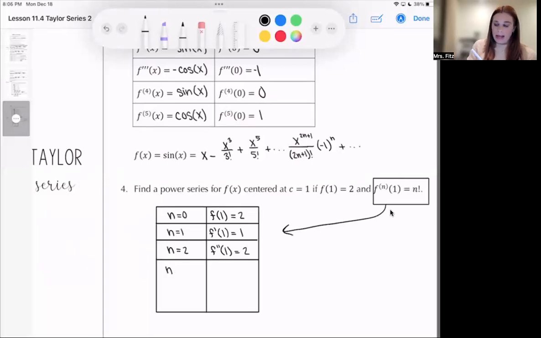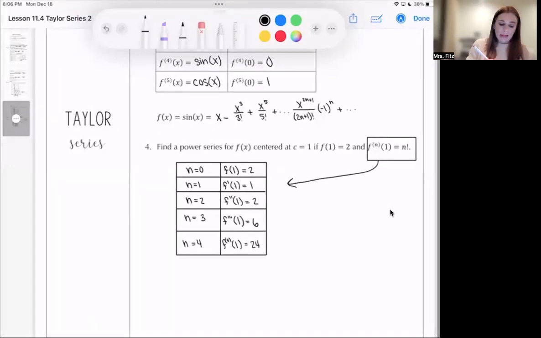Okay, when n equals 3, let's go ahead and do 2 more. This is the third derivative, f triple prime of 1, because that's where it's centered, right? Equals 3 factorial, which is 3 times 2 times 1, which is 6. And then n equals 4 would be the fourth derivative of 1. And that would be 4 factorial, 4 times 3 times 2 times 1, which is 24.